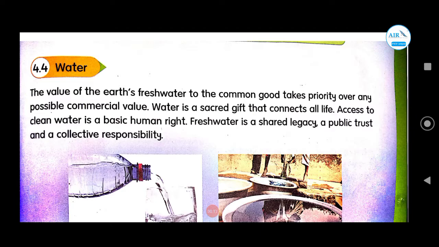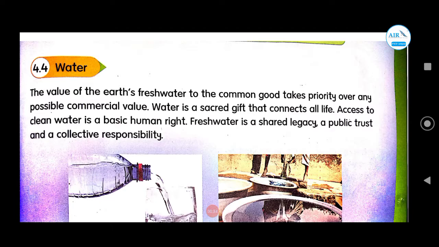Our topic for today is water and water resources. So what is water? Water is an essential component for human life. Our earth is comprised of about 71% of water, out of which what is available for human use is nearly equal to 0.1% or even less than that.